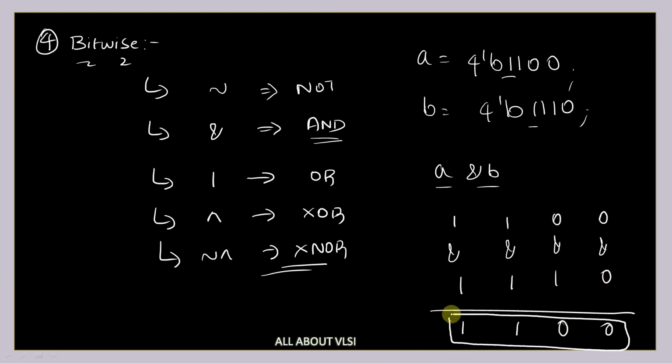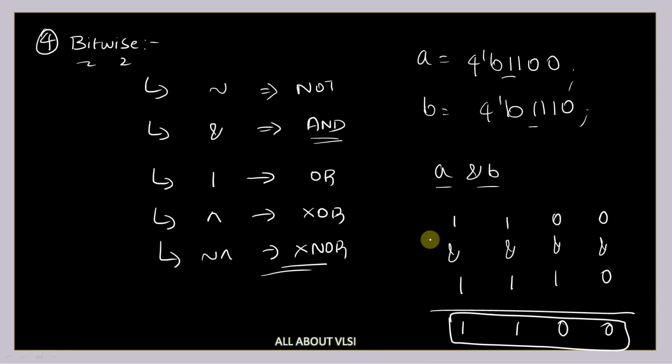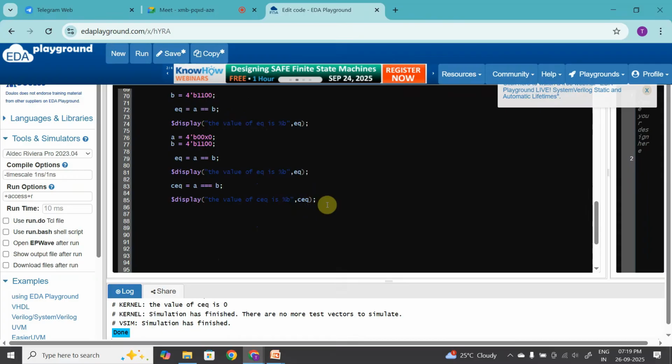result. Whereas in the case of logical operators, the entire value is treated as either logical 1 or logical 0, and the AND operation is performed on those two values. But in the case of bitwise AND operations, the operation is performed on each and every individual bit. So this was our bitwise AND operation.